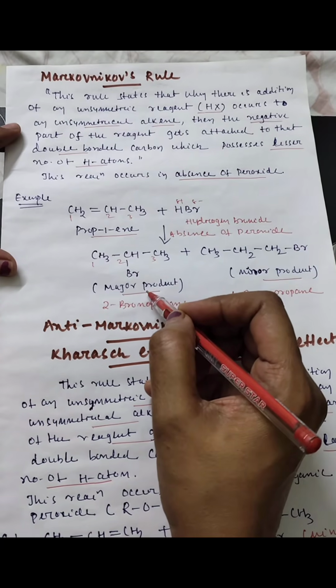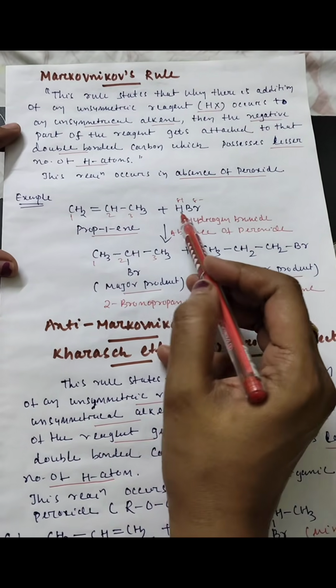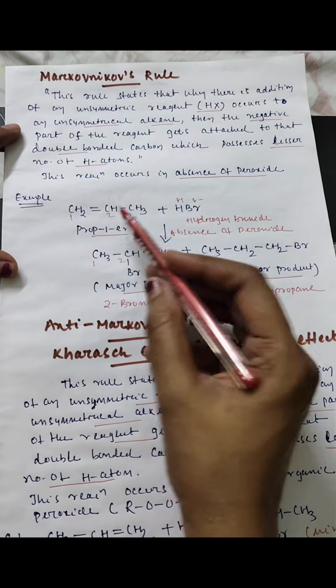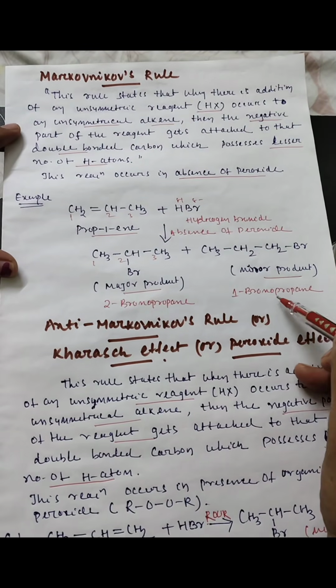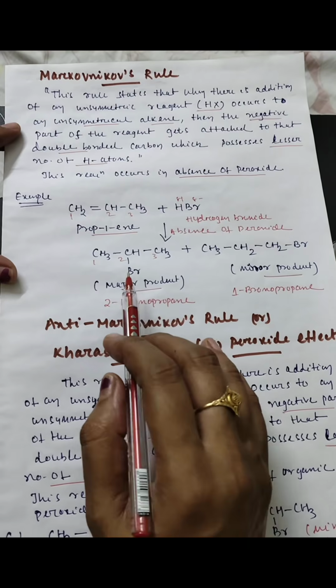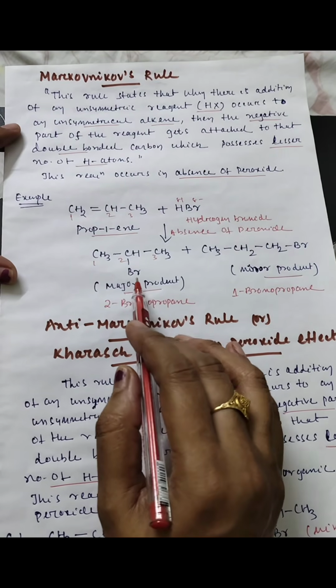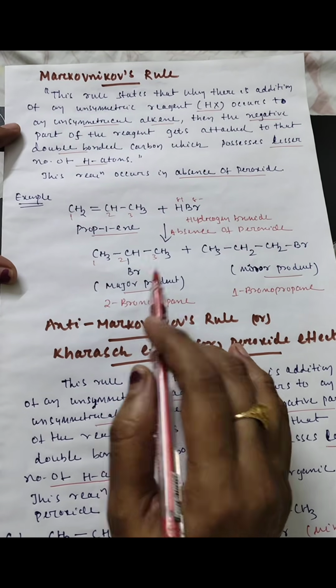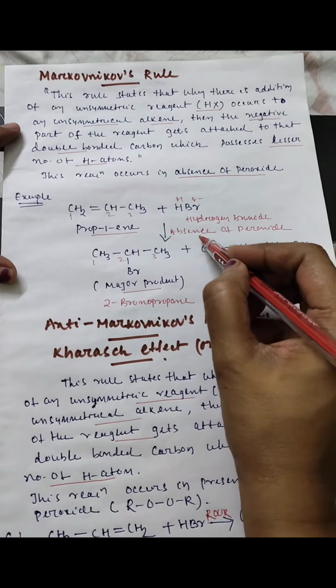This follows Markovnikov's rule. And what is the minor product? If the H plus is attached to the carbon with the lesser number of hydrogen atoms, then that will be the minor product, that is, 1-bromopropane will be obtained. A mixture of products will be formed, but the major product, the higher percentage of product formed, is 2-bromopropane. And this reaction occurs in the absence of peroxide.